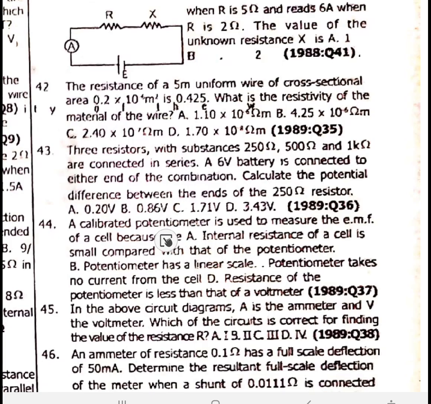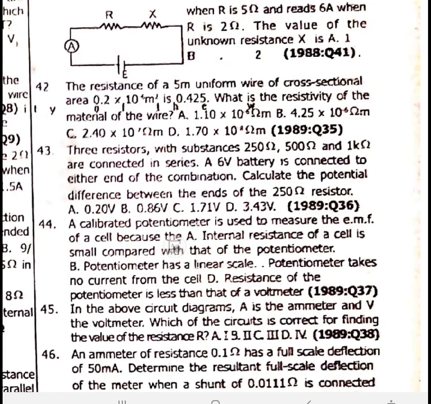44. A calibrated potentiometer is used to measure the EMF of a cell because a potentiometer has an advantage over a voltmeter in measuring the EMF of a cell. And I want you to rule a table. On one side, voltmeter. Voltmeter measures EMF in closed circuit as the cell delivers current to the circuit.